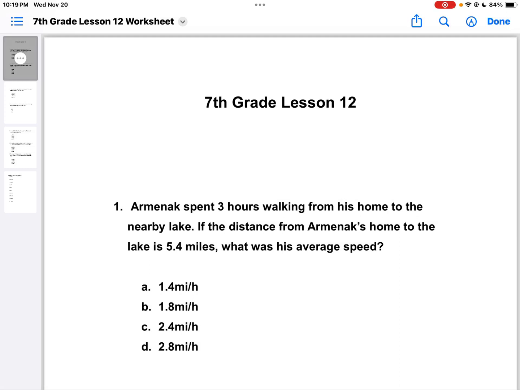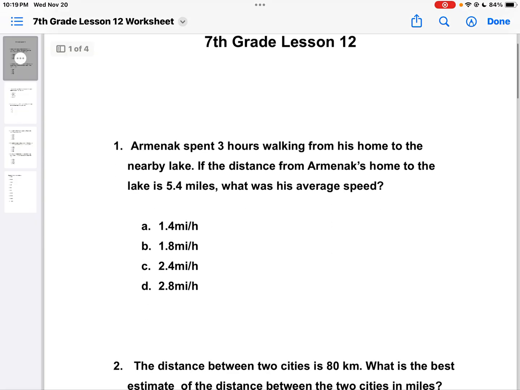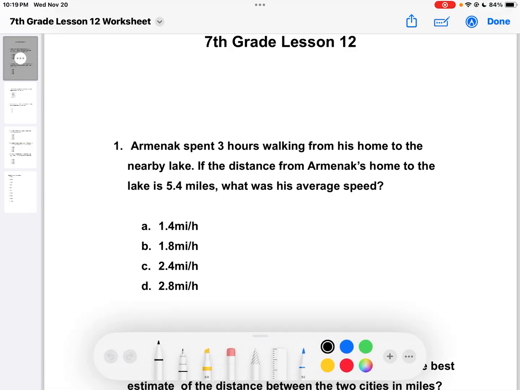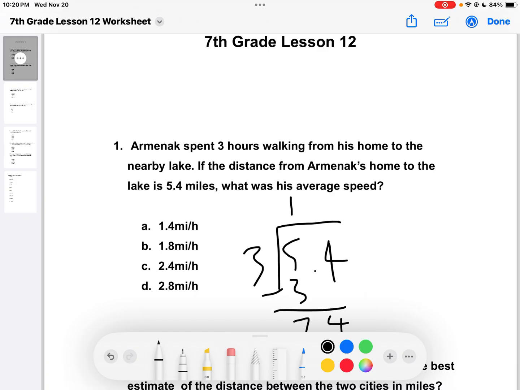Today we'll be going over lesson 2, so if you move on to number 1. Armagnac spent 3 hours walking from his home to the nearby lake. If the distance from Armagnac's home to the lake is 5.4 miles, what was his average speed? So we just divide total distance over total time, so it'll be 5.4 over 3. 3 goes into 5 one time, so it'll be 24, and 3 goes into 24 exactly 8 times. Move the decimal place up, so the answer will be B, 1.8.